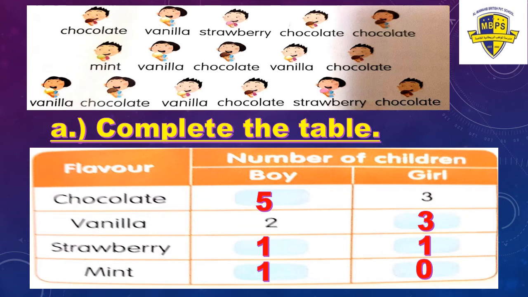Come on, students, let's start. Now, we are going to sort the data using 2 criteria. Okay, the first one, what did we say? The first criteria, we are going to complete the table. Very good. Students, it's very easy. You just have to look at the picture that is given and answer the questions.